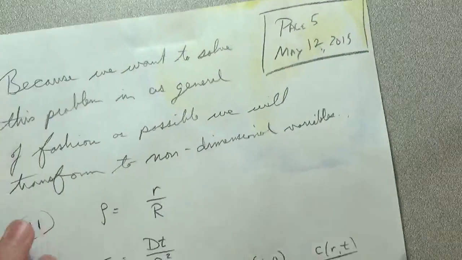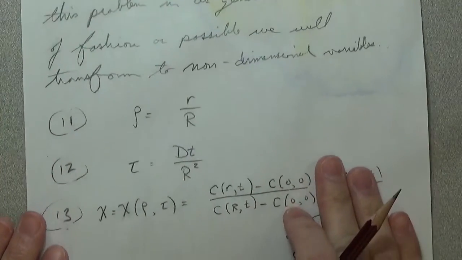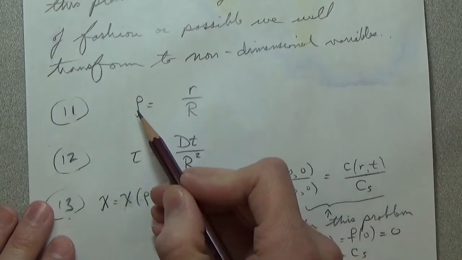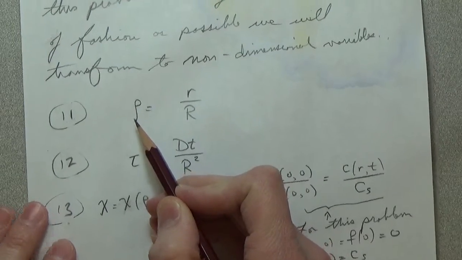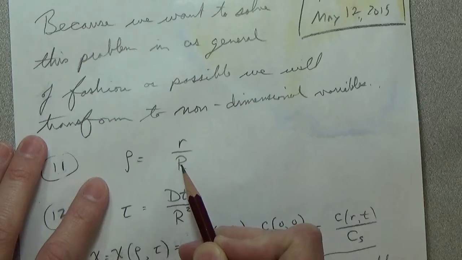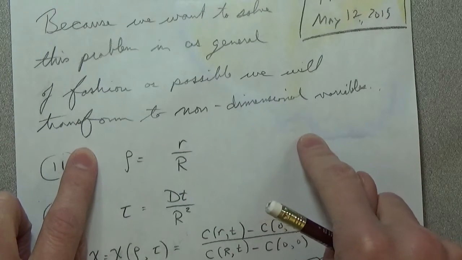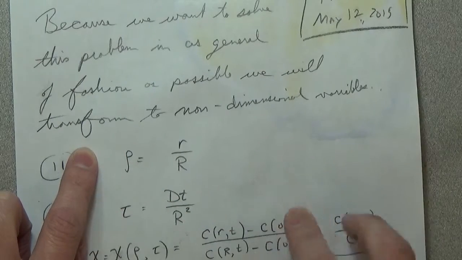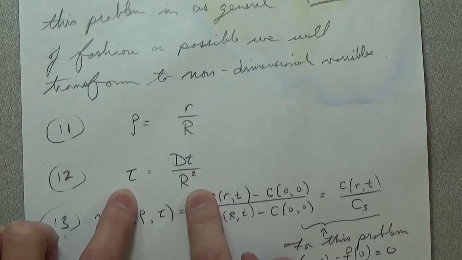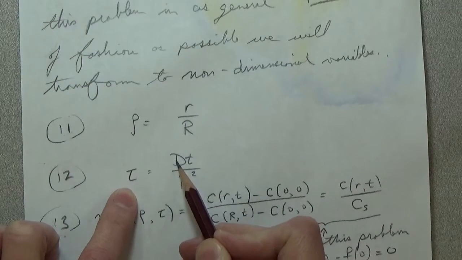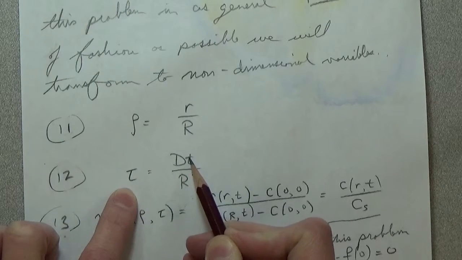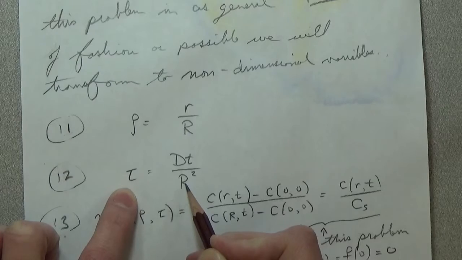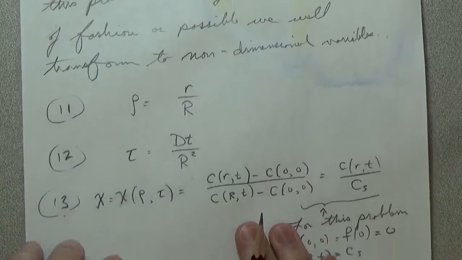But we want to solve this in the most generic way possible, so we're going to transform from coordinates that have units to a non-dimensional variable. And the way we do that is we scale all of our variables. So for example, we're going to have this rho, which is non-dimensional distance. So rho is equal to r divided by big R. What that means is that the position on the exterior of the sphere is 1, and in the center is 0. So you can see we're basically scaling this so it goes from 0 to 1. Non-dimensional time is tau, which is D, the diffusion coefficient, times time divided by R squared. And the units work out to be non-dimensional.